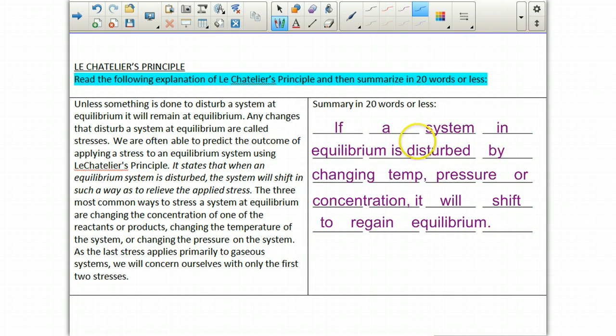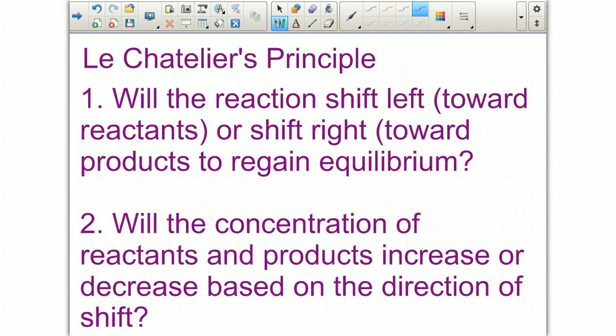So if a system in equilibrium is disturbed by changing temperature, pressure, or concentration, the system will shift to regain equilibrium, particularly because equilibrium is the more stable scenario. So there's two things that will occur. A stress will be added to the system, and I'll show you what a stress is on the next slide. And when the stress occurs, your system will either shift left toward the reactants, or it'll shift right toward the products to regain equilibrium. So remember, a reaction is reactants yield products, and in this case are going to be in equilibrium with products.